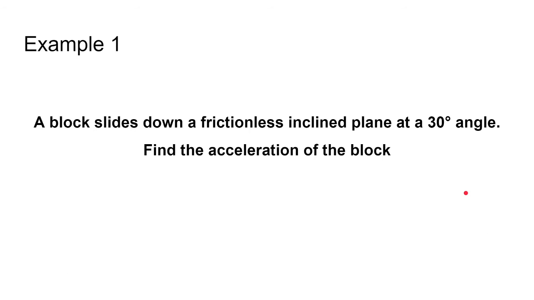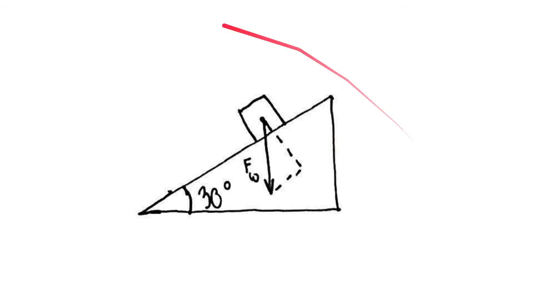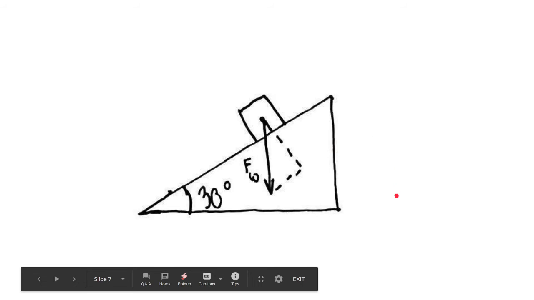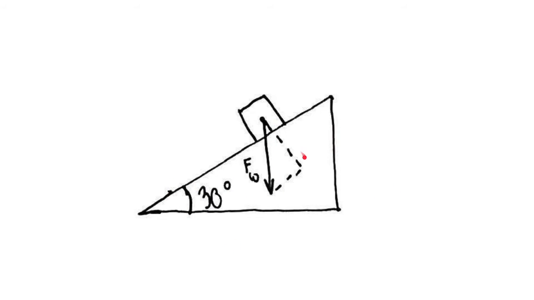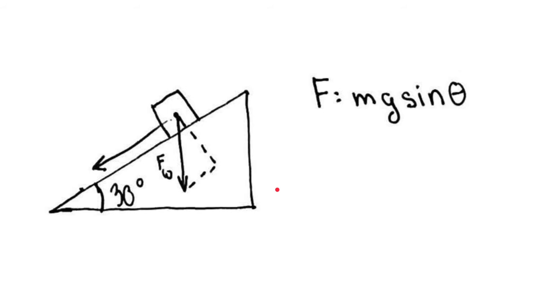Alright, let's go ahead and look into an example. A block slides down a frictionless inclined plane at a 30-degree angle. Find the acceleration of the block. Alright, so what we're going to do is draw a picture. We have our 30-degree angle right here, and we have our force of weight broken into our perpendicular and parallel components. So we know that our force that's driving it down is going to be mg sine theta because it's parallel to the surface. Okay?